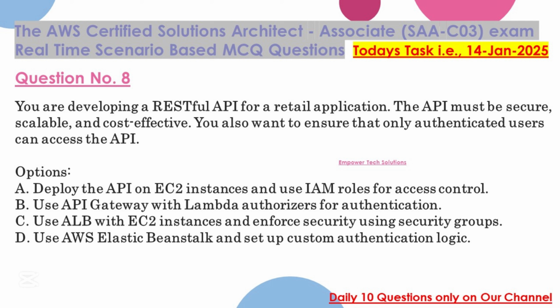Options: A. Deploy the API on EC2 instances and use IAM roles for access control. B. Use API Gateway with Lambda authorizers for authentication. C. Use ALB with EC2 instances and enforce security using security groups. D. Use AWS Elastic Beanstalk and set up custom authentication logic.